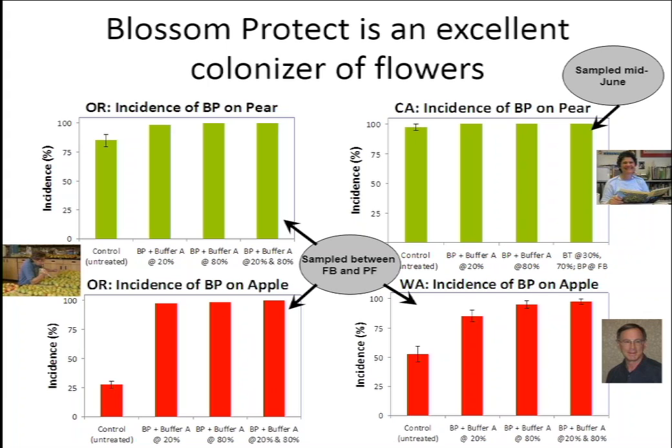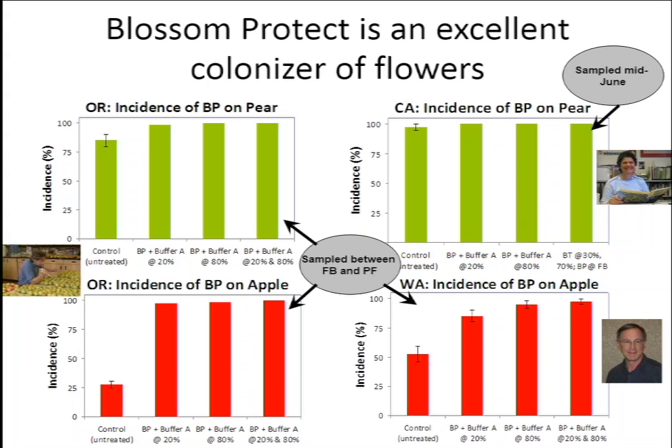This is the period when we think most of the infection is happening, between full bloom and petal fall. We sample these flowers, and you can see that the yeast is going onto open flowers at 20% bloom, but it grows on that flower, and a bee comes along and spreads it to the next flower, so that by the time you get into this period between full bloom and petal fall, essentially every flower has picked up a population of the yeast.